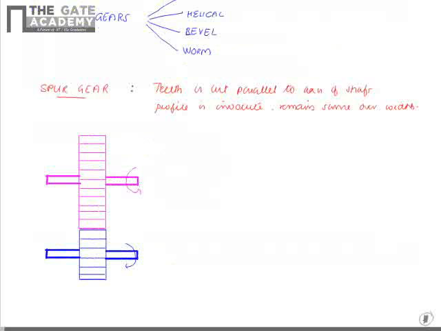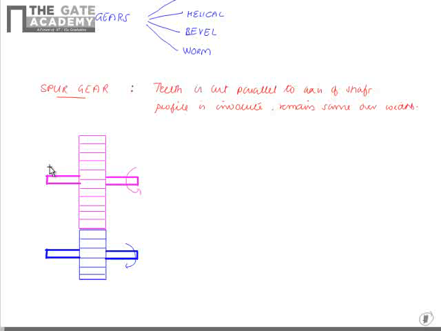Now this figure shows spur gears which are mating. This is a driving shaft and this is a driven shaft. Here you can see the shaft axis for both the shafts. Both the shafts are parallel to each other, and these are the teeth which are cut on the gear. These teeth are parallel to the axis of the shaft. That is a specialty of the spur gear, and these are used for transmitting power when we have to transmit power between two parallel shafts.